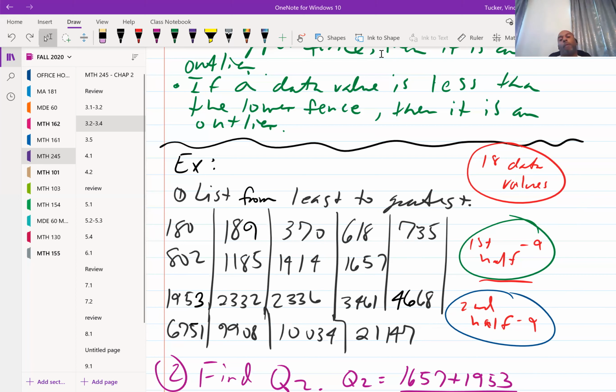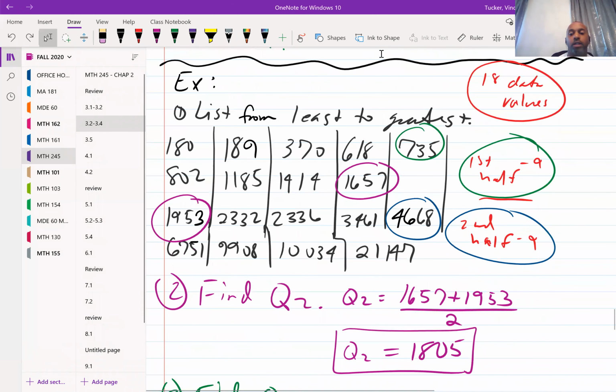All right, so since we have 18 data values, when it comes to finding your median, remember, the first quartile that you will find will be quartile 2, Q2. That's the median of the whole data set. Now, if you have an even number of data values, remember you take the 2 middle values, add them together, and divide by 2. So that's going to be 1953 and 1657.